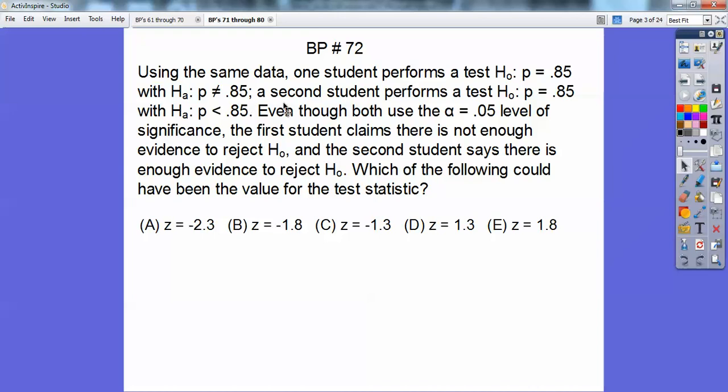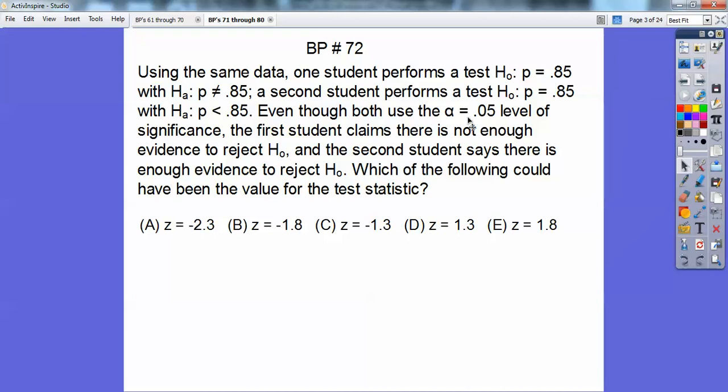A second student performs a test, H naught is 85% or 0.85, with the alternative hypothesis that it's less than 0.85, okay? So even though both use the significance level of 0.05, the first student claims there's not enough evidence to reject H naught, and the second student says there is enough evidence to reject H naught. So which of the following could have been the values for the test statistics?